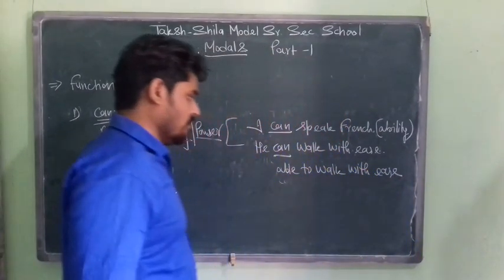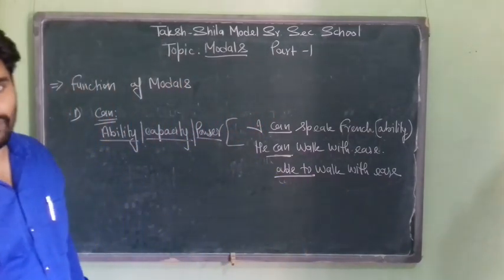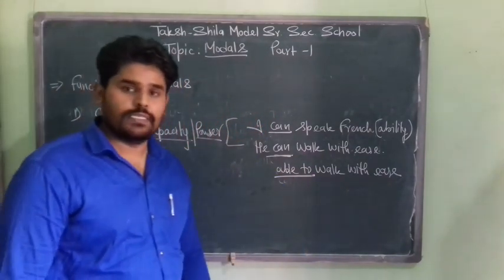He is able to walk with ease. So can be replaced with able to. So he is able to walk with ease.